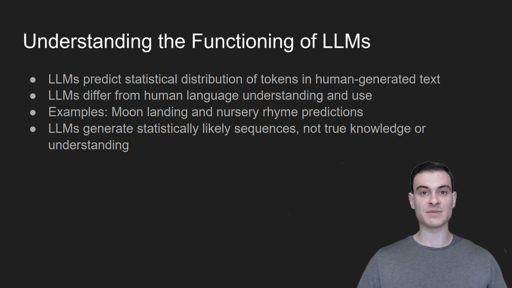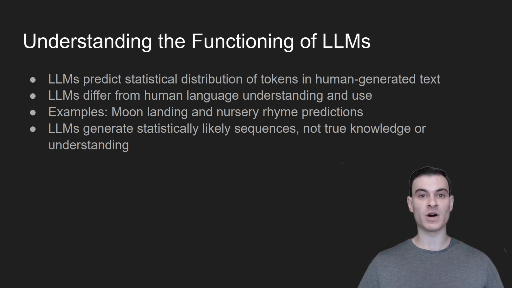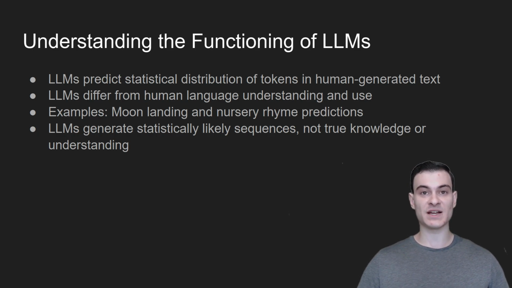To better understand LLMs, let's consider a few examples. When given a prompt such as "the first person to walk on the moon was," an LLM might respond with "Neil Armstrong." In this case, we are not directly asking the model who the first person to walk on the moon was. Instead, we are asking which words are more likely to follow the given sequence according to the statistical distribution of words in human text. Similarly, when prompted with "twinkle twinkle," the LLM will likely respond with "little star," predicting the most statistically probable continuation of the text. These examples illustrate that LLMs do not truly know or understand language like humans do. They simply generate statistically likely sequences of words.